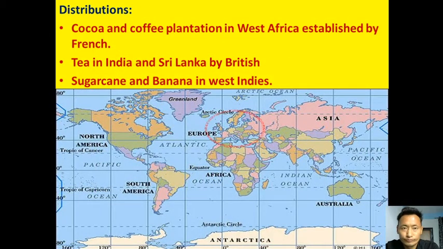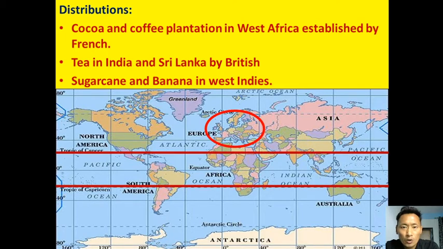Distribution: cocoa and coffee plantation in West Africa, established by the French. So here we have Africa. These are the African countries. So cocoa and coffee plantation in West Africa.